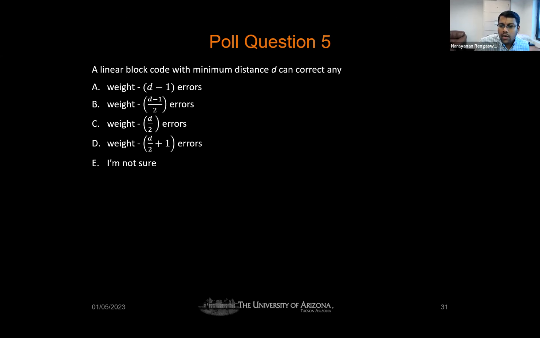There's a question in the chat. Somebody is asking, what is weight in this case? So weight is the number of ones, binary ones, in an error. Remember, the Hamming weight of a code word we defined as the number of ones. Hamming distance between code words we defined as the number of flips. So the answer to this question is that we can correct (d-1)/2 errors.